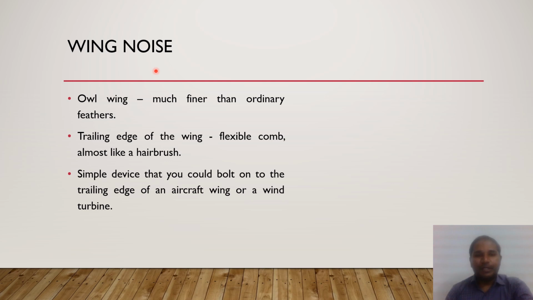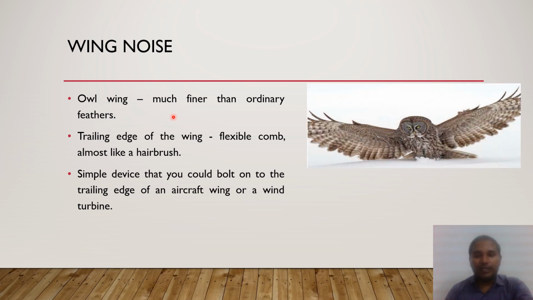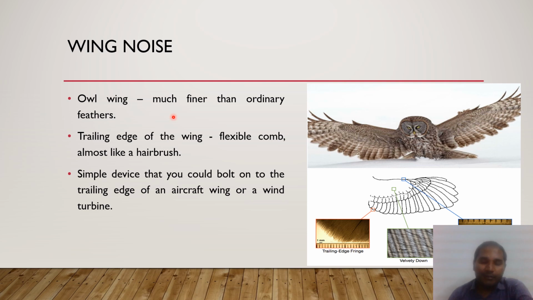The noise generated by aircraft wings can be reduced with the help of owls. An owl can fly very quietly in the air because it has much finer feathers than any other ordinary birds. When you see the texture of this wing, it has a peculiar pattern. It has a trailing edge fringe, velvety down, and a leading edge comb. You can identify these three in combination only on the wings of owls, not in any other birds. So this combination enables the bird to fly quietly in the air.